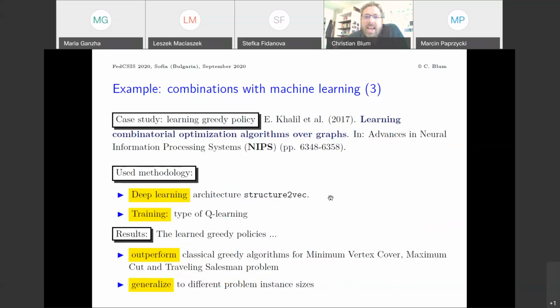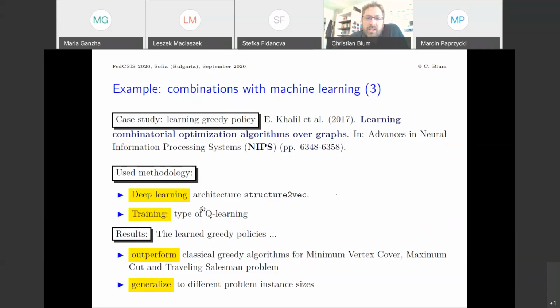Okay, and I just want to tell you about this paper here, which is called Learning Combinatorial Optimization Algorithms over Graphs. They look at different graph-based combinatorial problems like minimum vertex cover, maximum cut, traveling salesman problem. And they want to learn basically a system that is a greedy algorithm for these problems. So they learn a system that, given an input graph, given a partial solution, and given the options of how to extend this partial solution, tells you which option to choose. This is basically what a greedy function does, right?